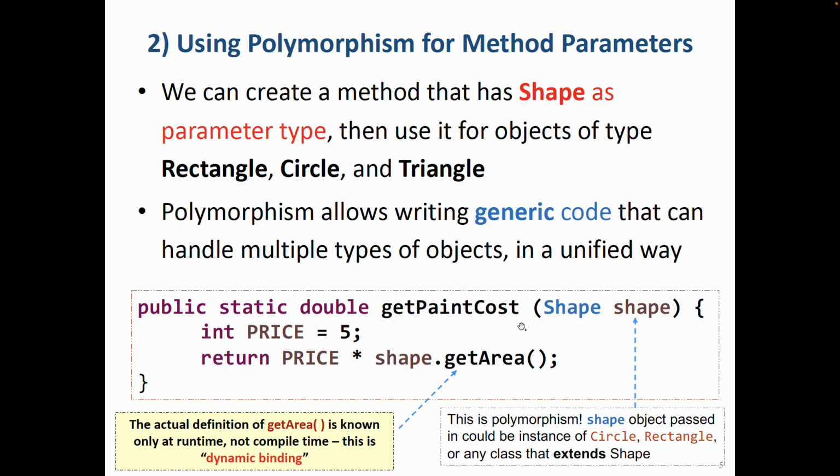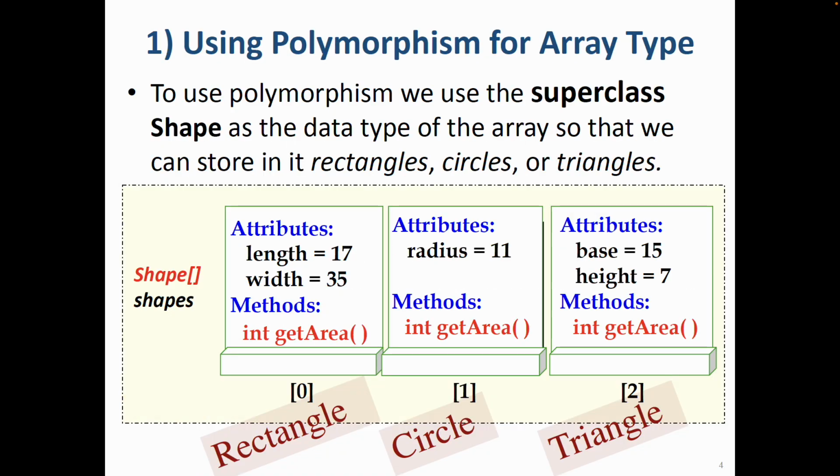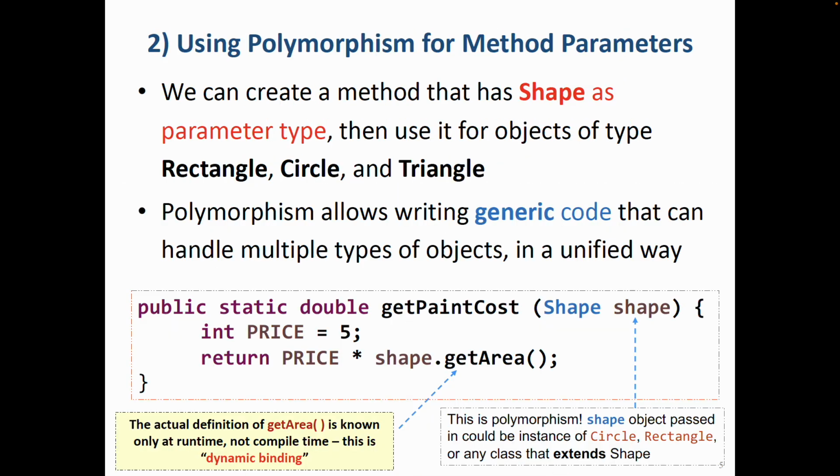It can be used for parameters, like I would like to calculate the get paint cost for different objects, and each of them will be based on the get area function. So instead of replicating for each of them, like get paint cost for rectangle, get paint cost for circle, I'm just putting this shape parameter. And then since all of them have this get area function, which is probably overridden for rectangle and for circle, it will still give me the correct answer. So I can also do it in this way.